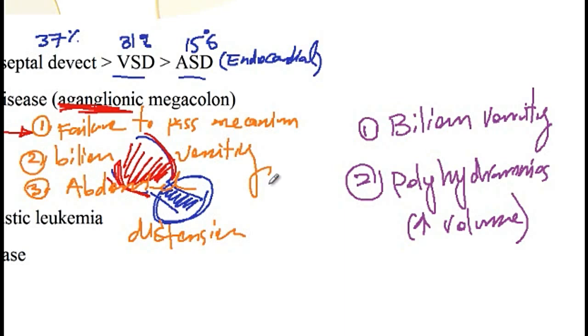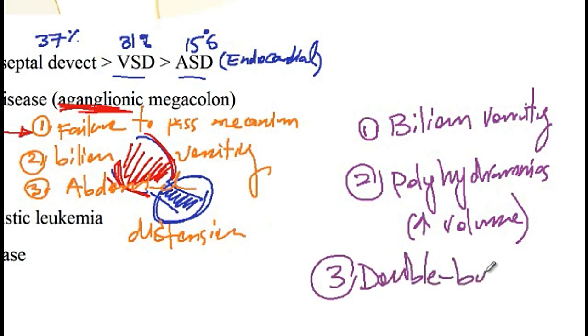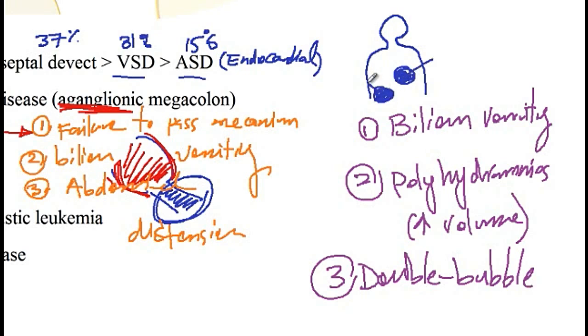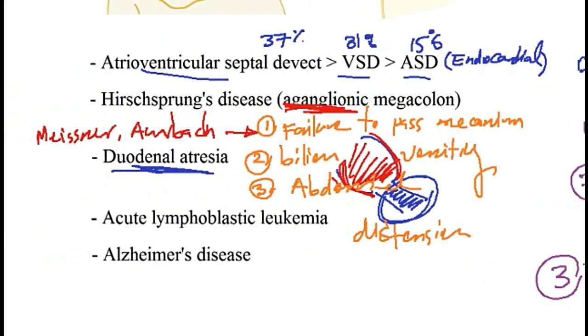And one final finding is called double bubble sign. What it means is that when you take an x-ray of these patients, so here is the head, then here is the torso, what you see is two black bubbles. And these are referred to as double bubble sign, which is characteristic of duodenal atresia that is commonly present in patients with Down syndrome.